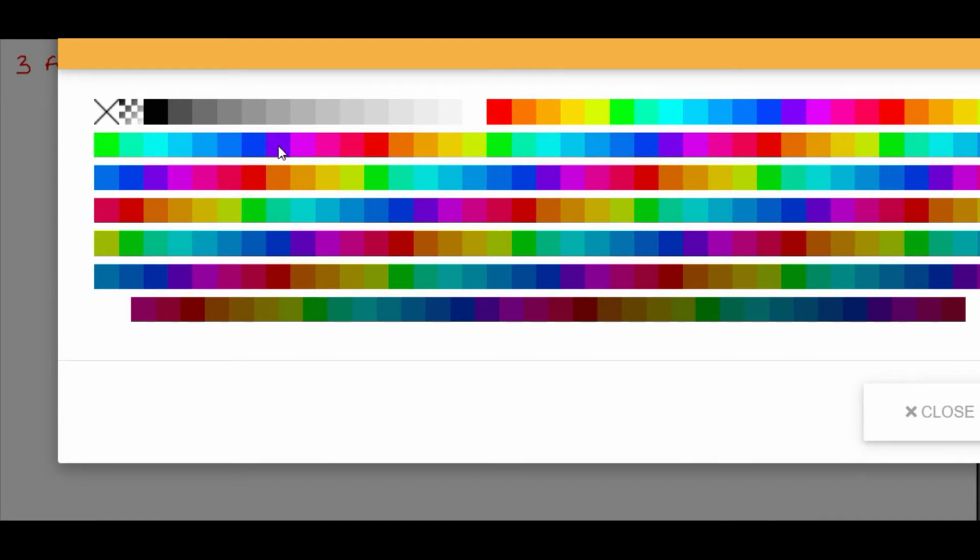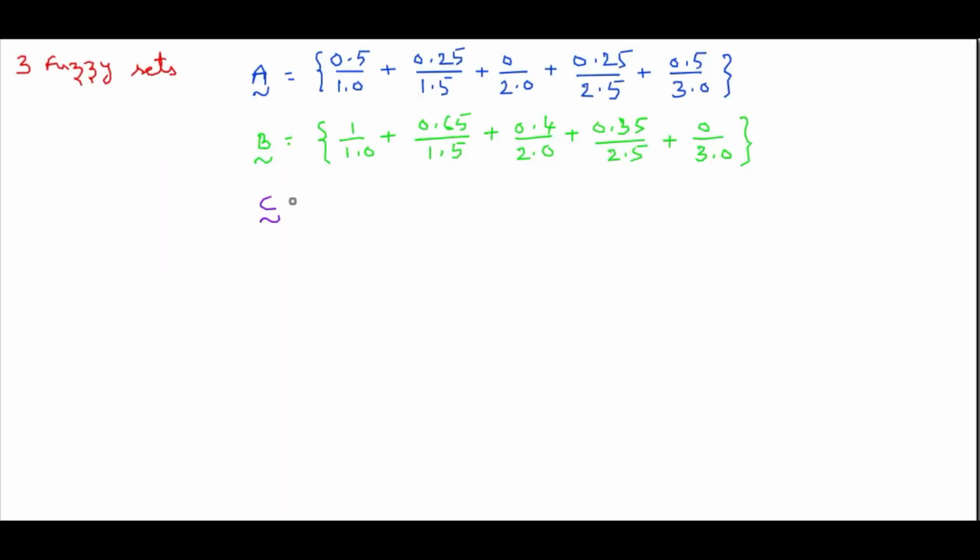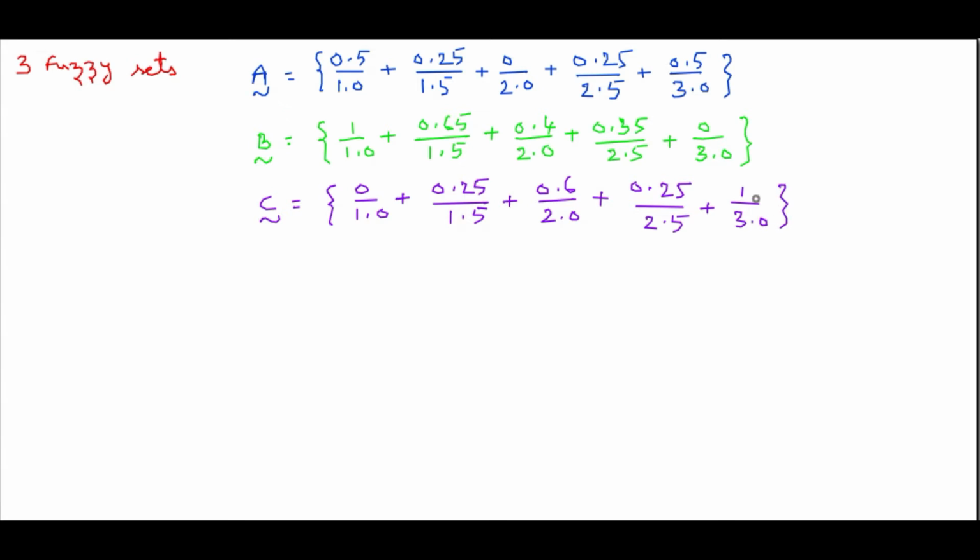Next we will see the C. So C is like this: 0 by 1.0 plus 0.25 by 1.5 plus 0.6 by 2 plus 0.25 by 2.5 plus 1 by 3. So these are the values. Yeah, the values are all correct.